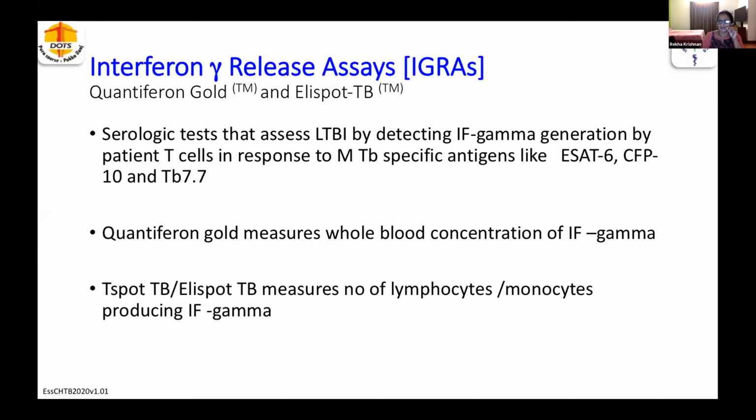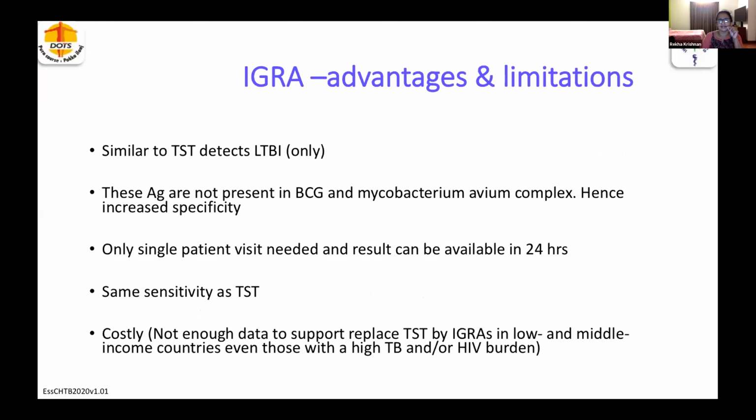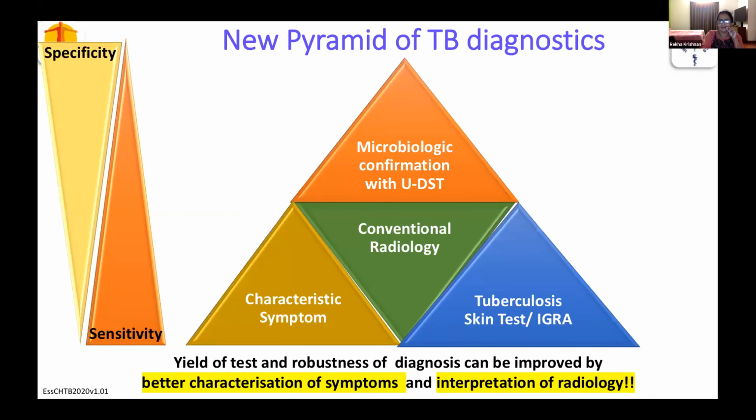The advantage is that only a single visit of the patient is needed, and the result will be available in 24 hours. And there is no cross-reactivity with BCG and Mycobacterium avium. So it is more specific, but it just detects latent TB infection only, and it is costly also. And there is not enough data to support replacing the Mantoux test by IGRA in low and middle income countries even now. And this is the new pyramid of TB diagnosis.